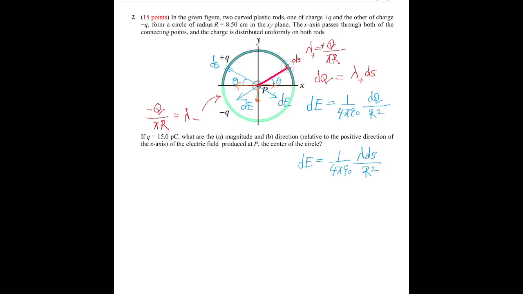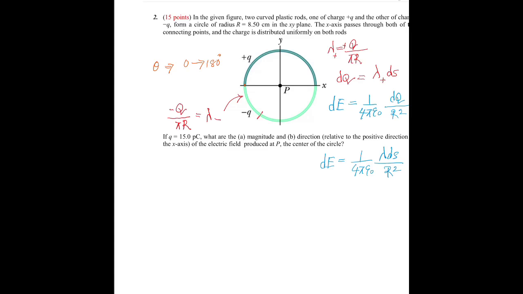So what I have to do is consider all the small segments. The length of each segment is ds, from this end to this end, to get the resultant electric field. So when you go from this end, from the positive x-axis, to this end, to the negative x-axis, theta is going from 0 to 180.